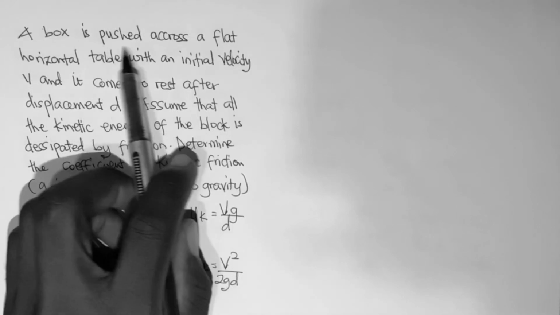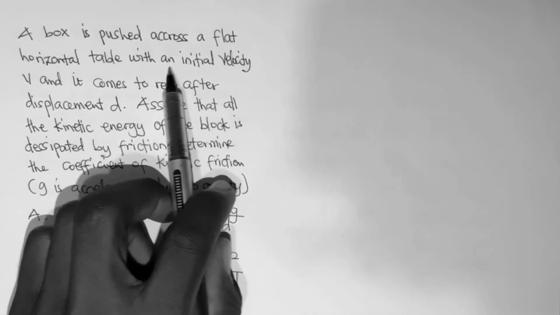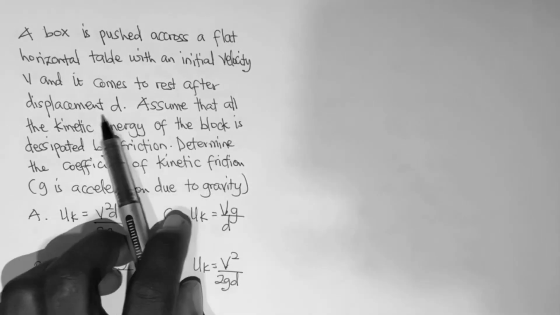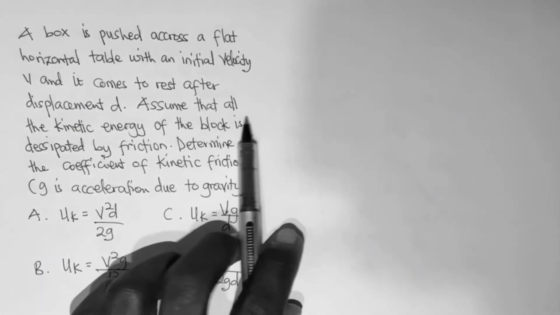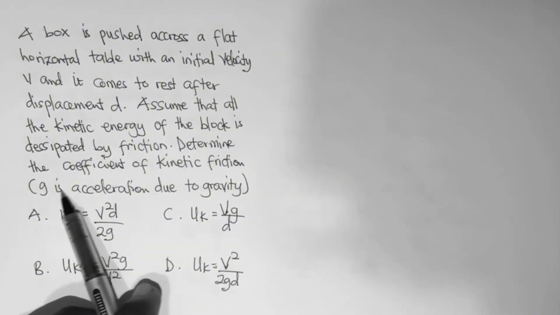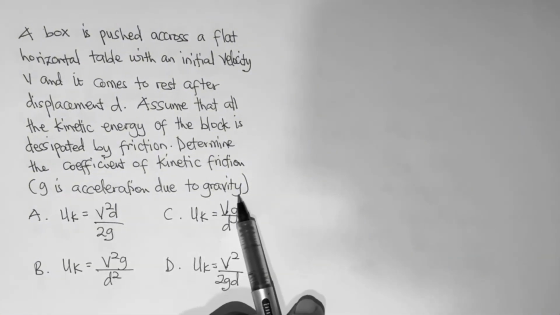A box is pushed across a flat horizontal table with an initial velocity v, and it comes to rest after displacement d. Assume that all the kinetic energy of the block is dissipated by friction. Determine the coefficient of kinetic friction. g is acceleration due to gravity.